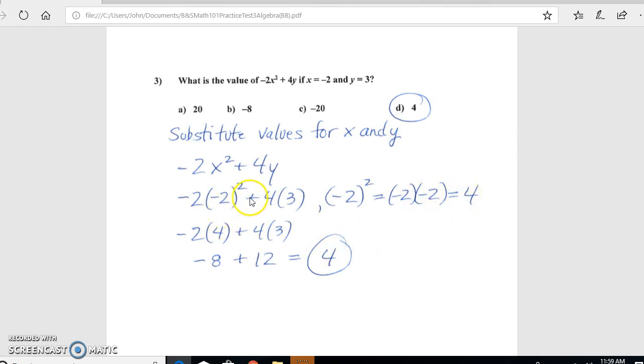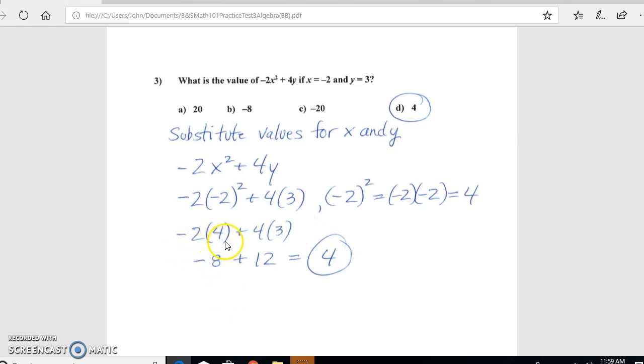So now I want to replace this piece right here, the minus 2 squared, with the 4. And it's going to be now minus 2 times that. And then I just leave the plus 4 times 3 after it. And my next step, rather, is going to be the multiplication.